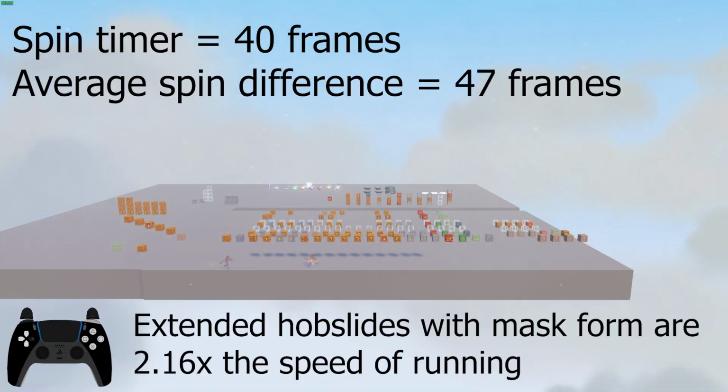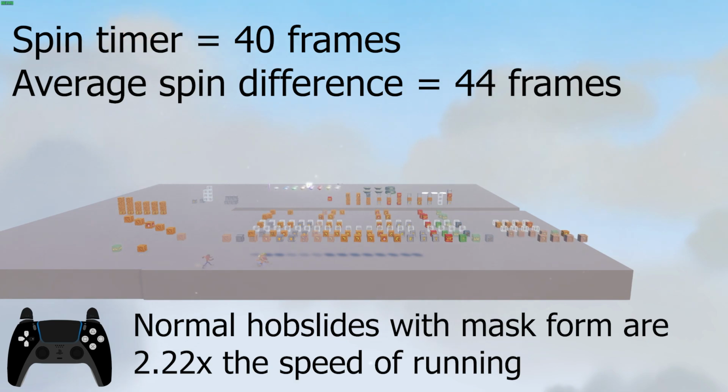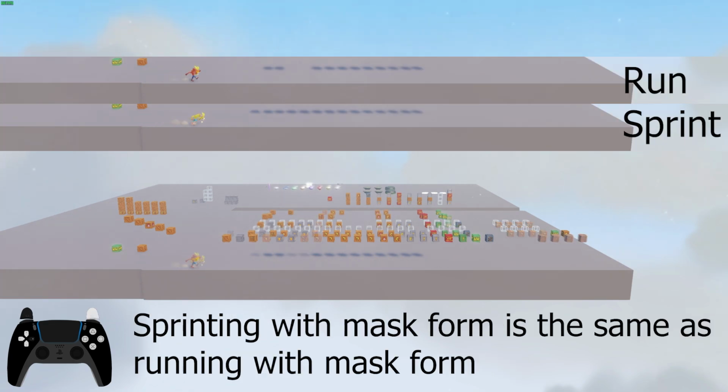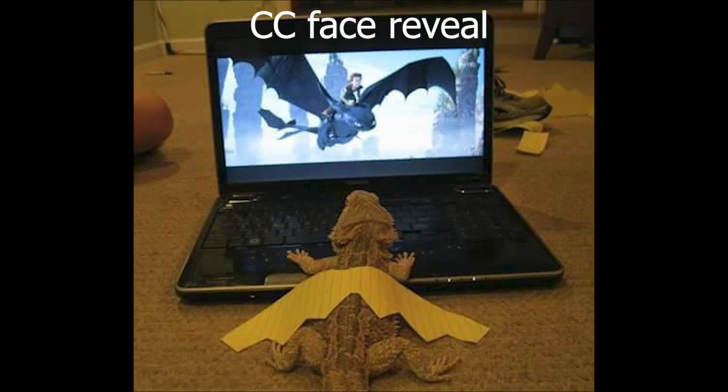And slide spinning and slide jumping with mask form is the same thing as slide spinning and slide jumping without mask form. But glitched tech like Mach Tornadoes and hobslides is notably faster. It also seems as though tight hobs matter a lot more when you have mask form than when you don't, which is the opposite case when you're hobsliding without mask form, unless my science is bad, but I think it's good. Anyways, that's the video, hope it helps, bye!